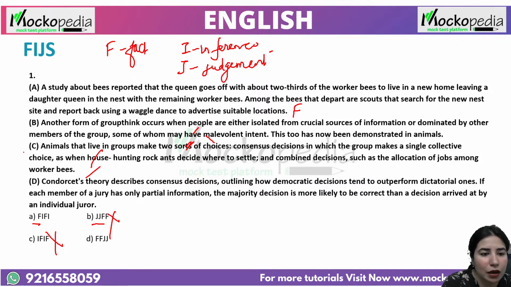So if we see that inference is pointed out with this, the game gets over here itself because then D is also suggesting it to be a fact. This cannot be a fact because they're saying that this is demonstrated in animals too. So this is an observation of a conclusion from the facts that are offered to you. Right, so come to the third statement.